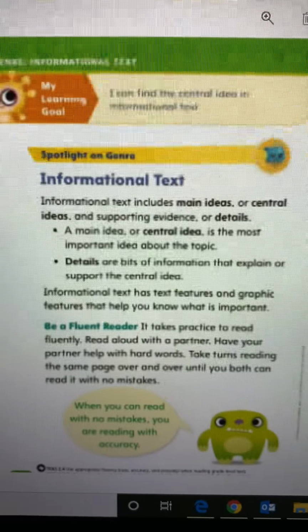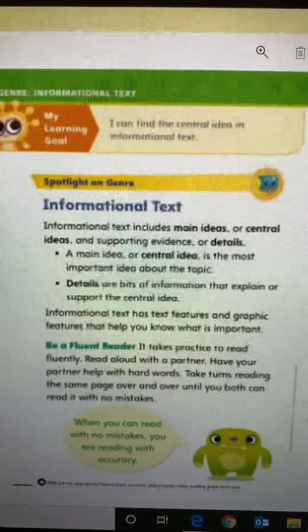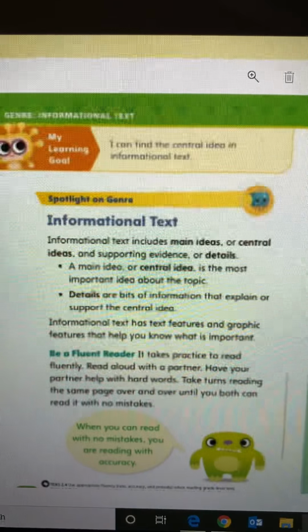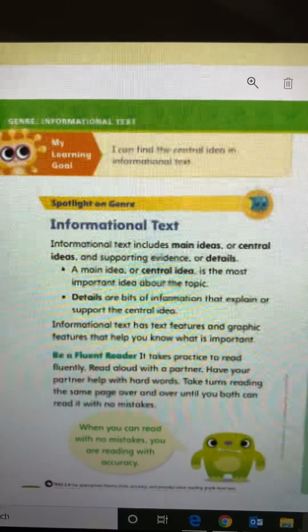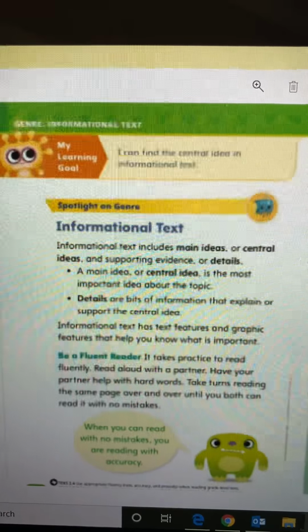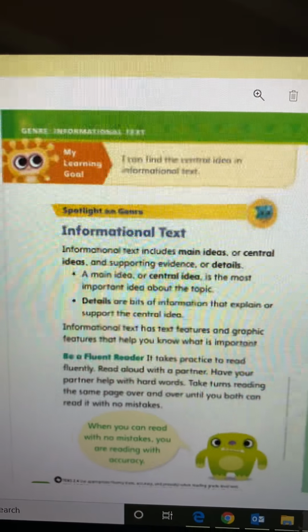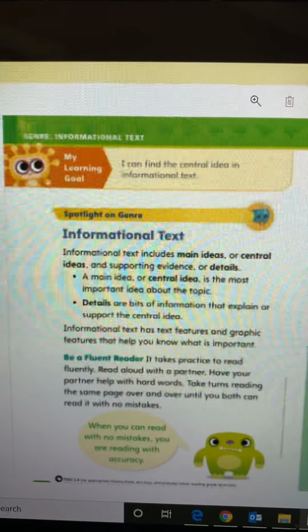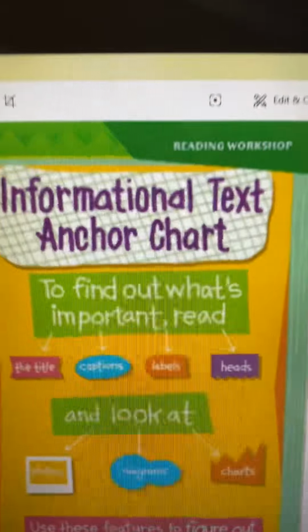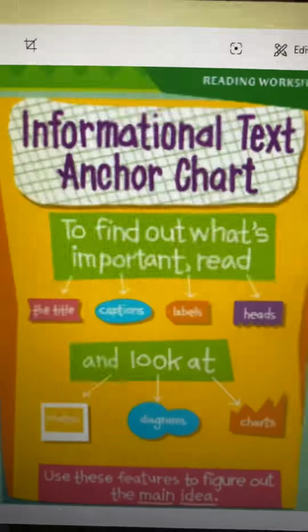First of all, informational text here on this page, it gives you what it is. So informational text includes main ideas or central ideas and supporting evidence or details. A main idea or central idea is the most important idea about the topic. Details are bits of information that explain or support the central idea. Informational text has the text features and graphic features that help you know what is important. So here you see the informational text anchor chart.